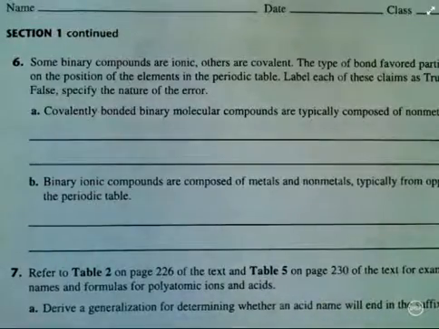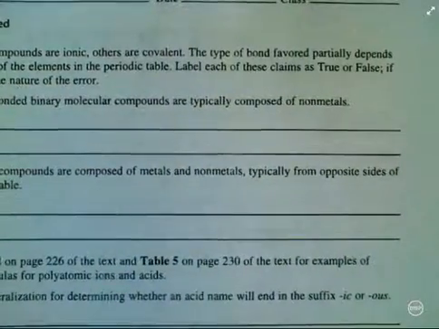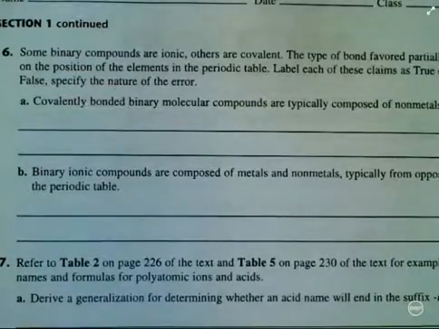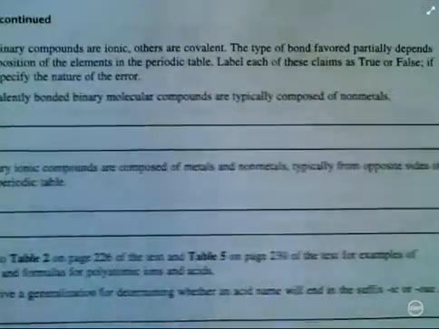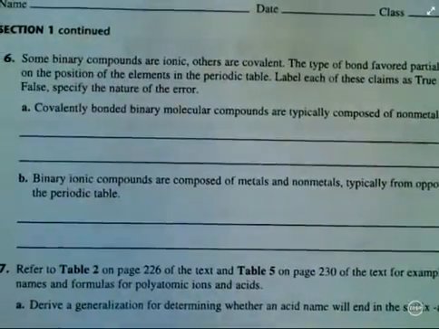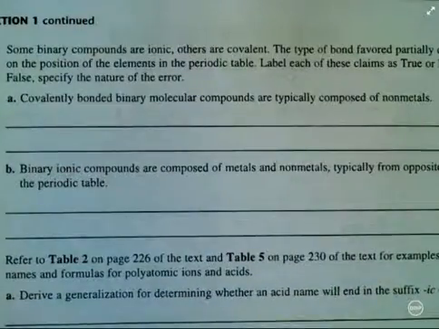6. Some binary compounds are ionic, others are covalent. The type of bond favored partially depends on the position of the elements in the periodic table. Label each of these claims as true or false, and if it's false, identify the nature of the error. Basically, tell me what about this statement is incorrect.